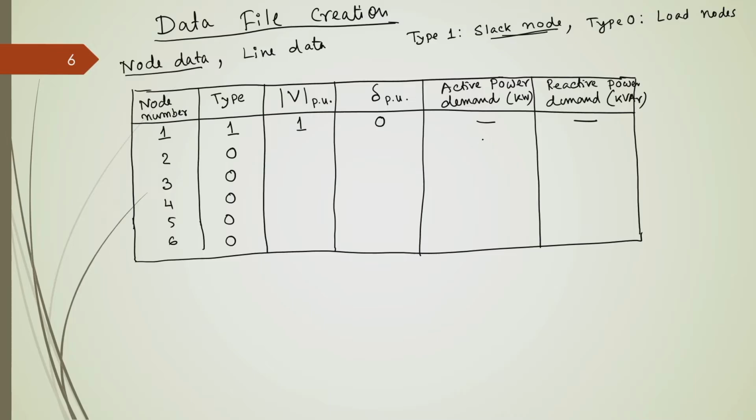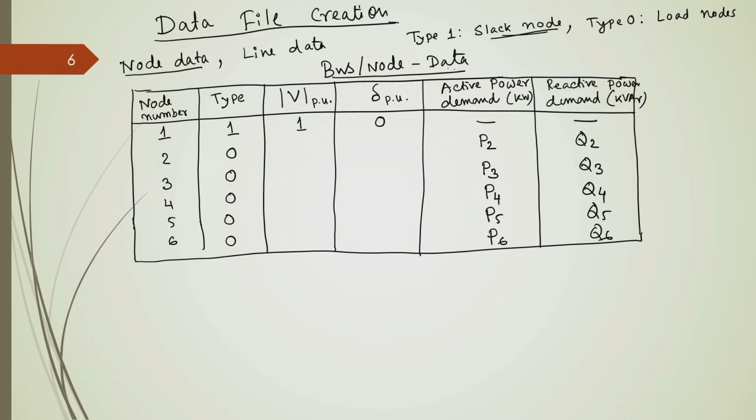So, we can write, for example, for node 2, the active power demand is P2 and the reactive power demand is Q2. For node 3, active power demand is P3, reactive power demand is Q3. For node 4, P4, Q4. For node 5, P5, Q5. For node 6, P6, Q6. So, this will make the bus or node data.